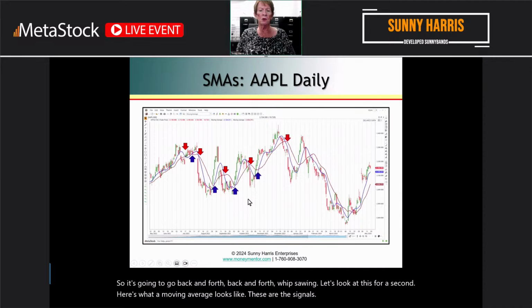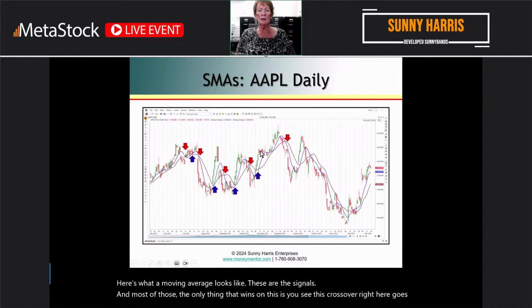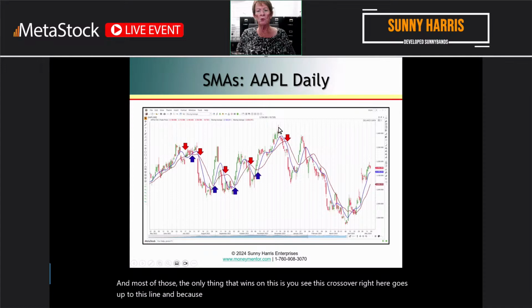And most of those, the only thing that wins on this is you see this crossover right here goes up to this line. And because that's a continuation, you could profit on that. This, you see there's the crossover, here's the entry, and then here is the exit. So moving averages really are tough to trade.